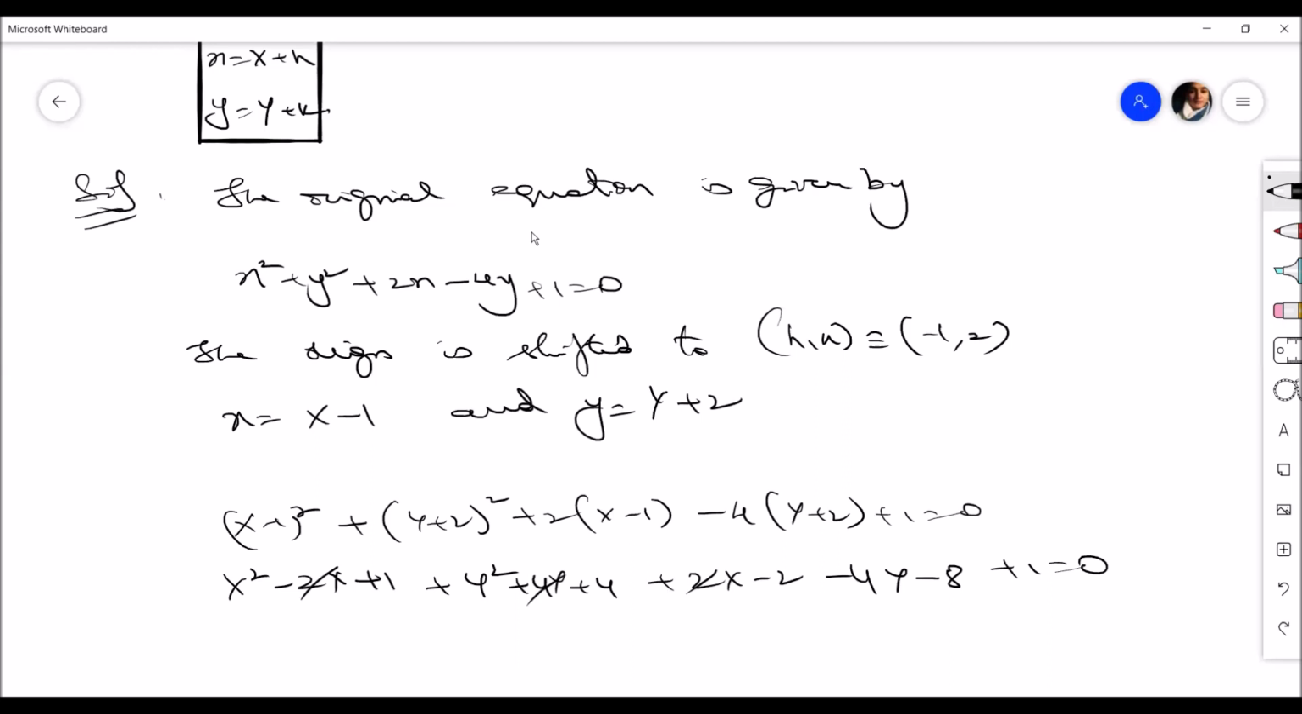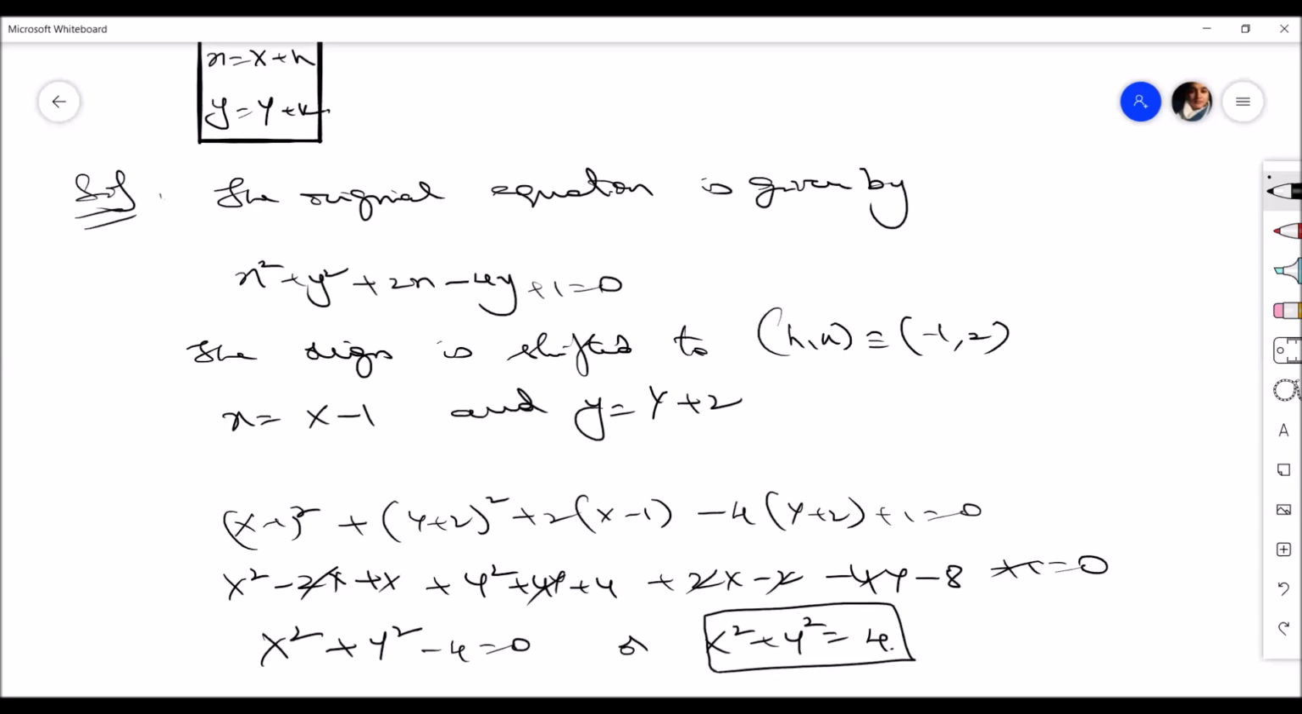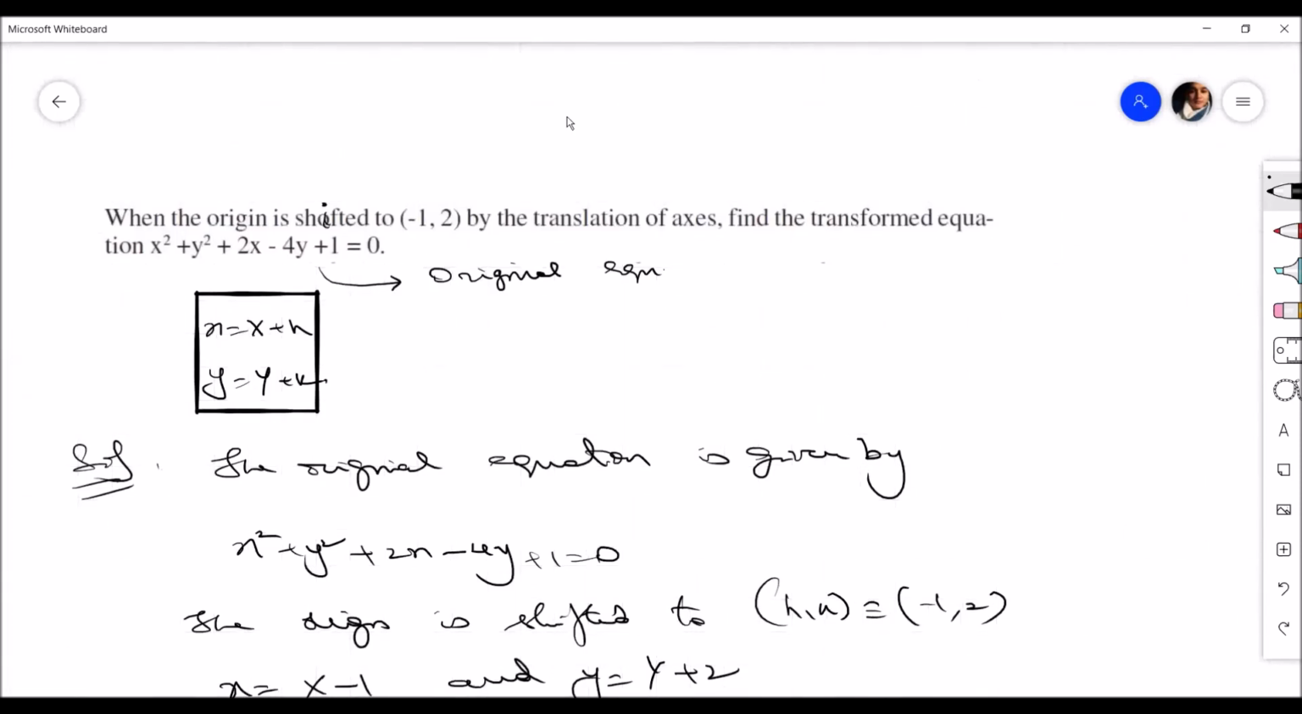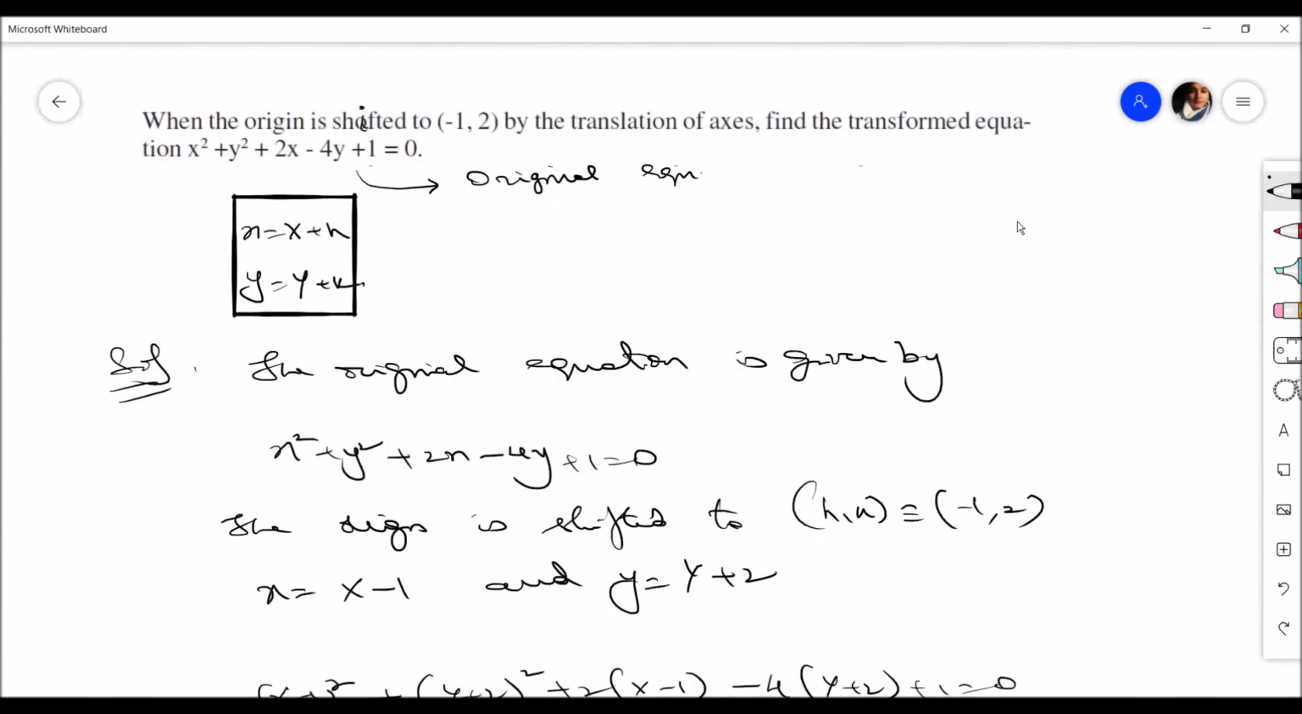The 2X terms get cancelled, 4Y also gets cancelled, and you're left with X square plus Y square. Observe the constant terms: plus 1, which is plus 2, gets cancelled with minus 2, and then plus 4 minus 8 will be minus 4 is equal to 0. Of course, you can also write it as X square plus Y square is equal to 4, which is your final equation, also called the transformed equation. Any doubts, anyone? Quite a simple problem to gain 4 marks easily. All you need to do is to be careful with the calculations.